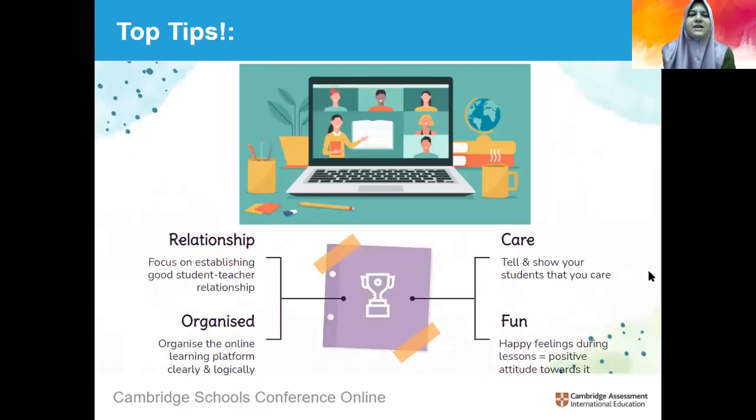So the top tips for effective engagement would be relationship. Focus on establishing good teacher relationship. We want students to feel safe, and we want students to trust us as their teacher. It's very important because if the trust is not there, then students may feel hesitant to share their struggles or express the things that they don't understand from the lesson. So establishing good relationship helps, and you can't do it in 1 or 2 days. It takes time, but you'll get there as long as you have set this intention in yourself.